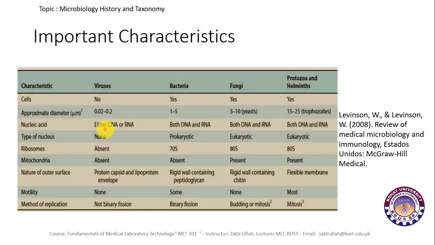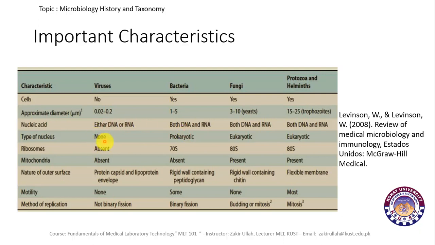The nucleic acid: the viruses contain either DNA or RNA. Only one type of nuclear material may be present in the viruses, but in the bacteria, the fungi and the helminths, both DNA and RNA are present, and both are a must for their survival.